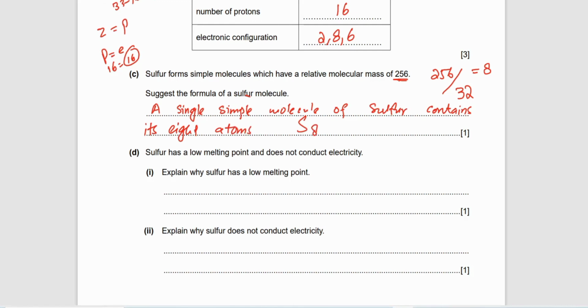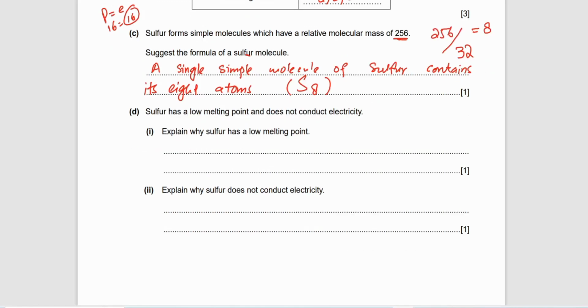Like this. Okay, if you only write S8, this will also be a good answer. Sulfur has a low melting point and does not conduct electricity. Why? Explain why sulfur has a low melting point. Due to weak intermolecular forces. It is a simple covalent molecule.